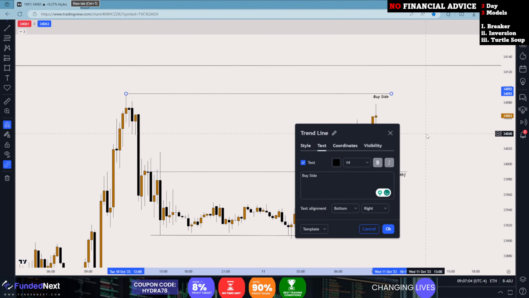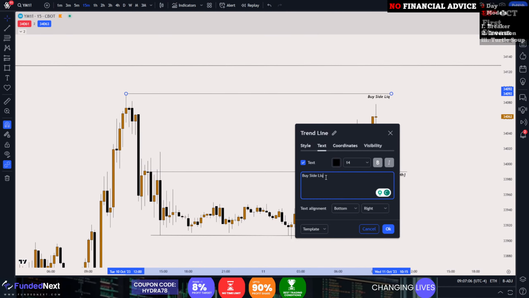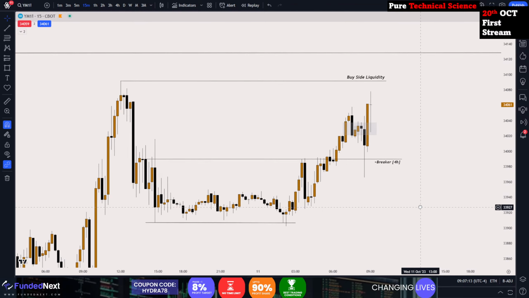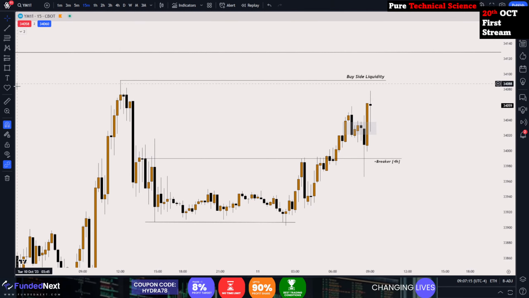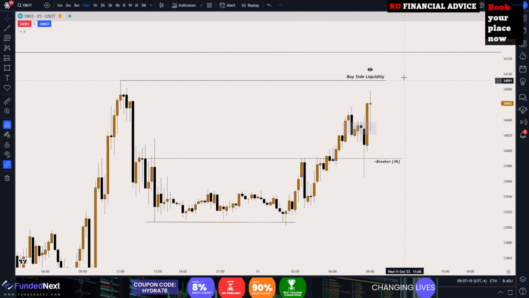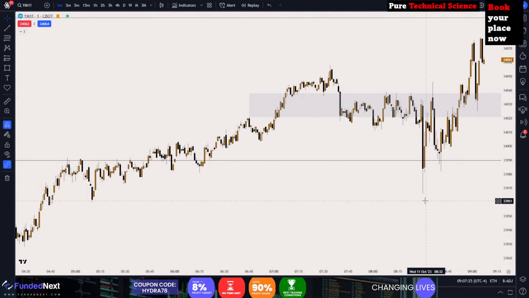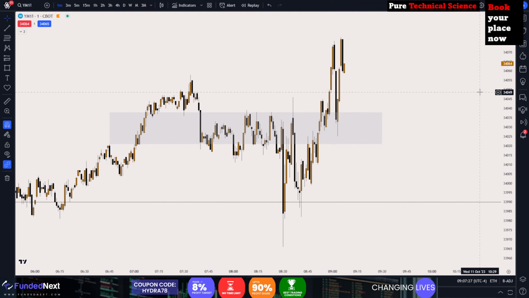Buy side liquidity. So I'm watching this buy side liquidity. This is what I believe price will tap into. But hey, we have FOMC meeting, right? So I'll be a little bit more careful.